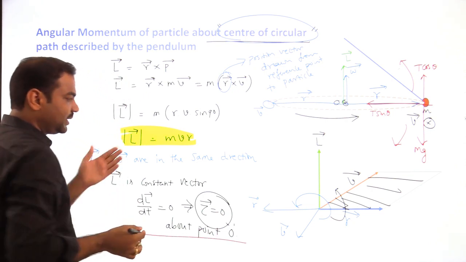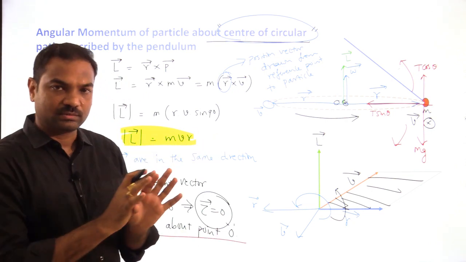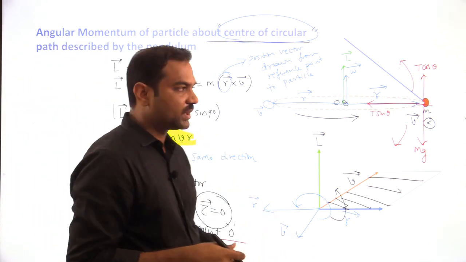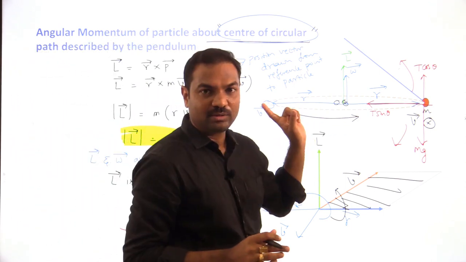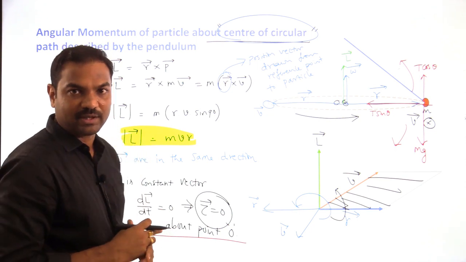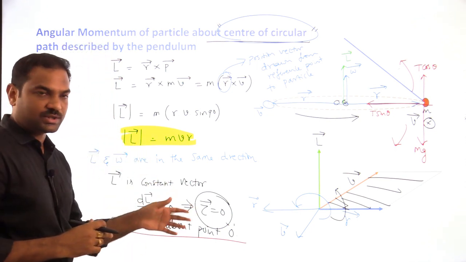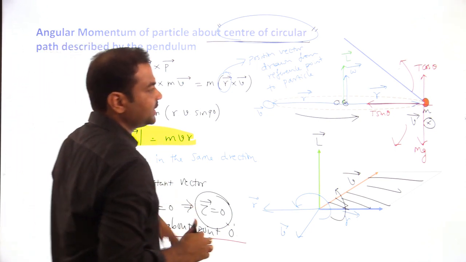So L bar is a constant vector and torque is 0, so both are matching here, right? This is the angular momentum of the particle about point O, which is the center of the circular path traveled. I hope you understood this. Now move on to the next part.